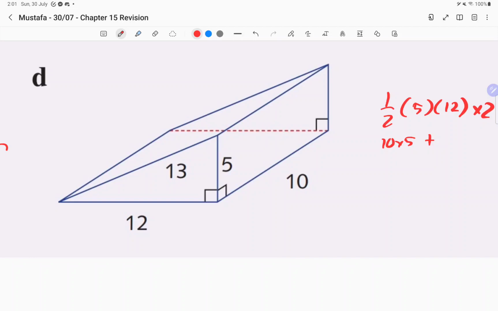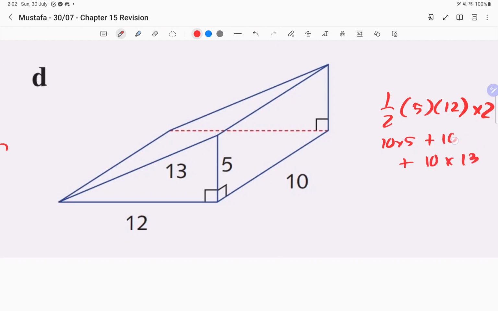And then the bottom side, the bottom is 12 times 10. And then the big side there is, that's 12 times 10, right? No, you mean this big one, right? That's not 12 times 10. It's 10 times 13.